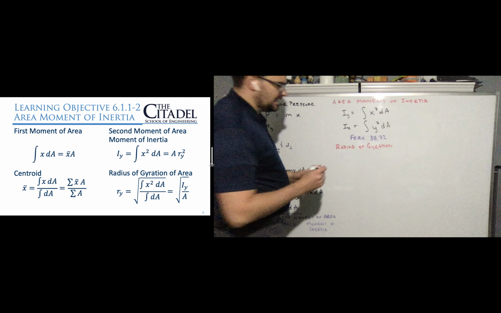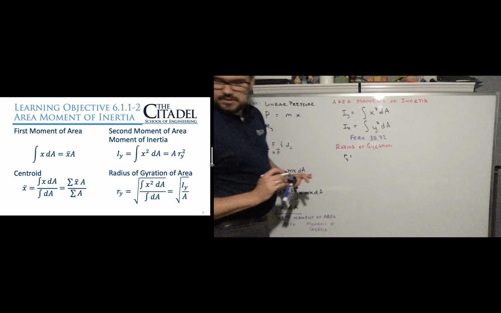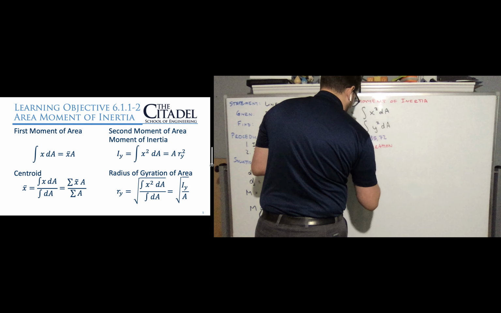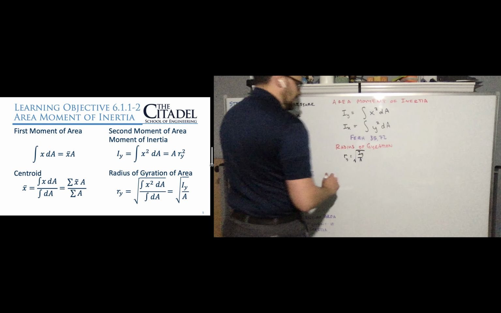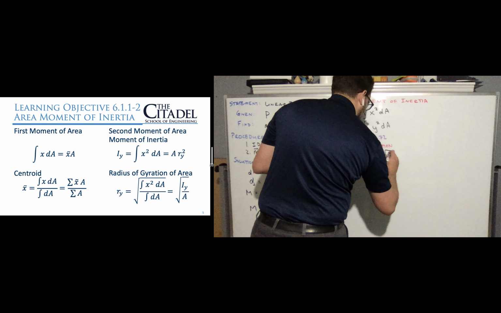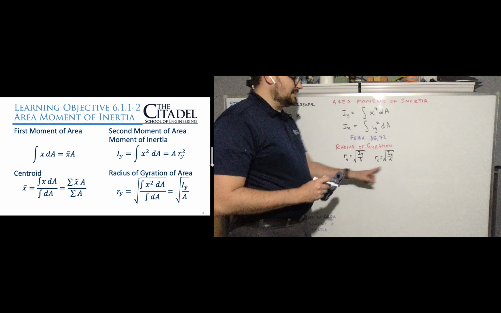So the way that's going to look is that Ry is equal to the square root of Iy over A. Now this is actually going to be an x-axis direction, right? And Rx is equal to the square root of Ix divided by A. And what we're doing here is we're normalizing with respect to the area.